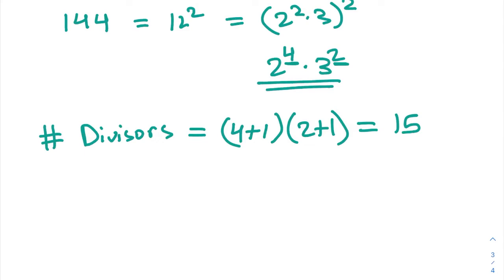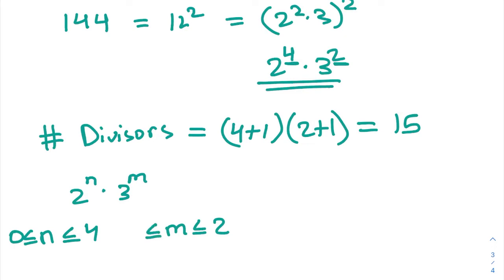Well, we know any divisor of 144 is going to be in the form 2 to the power of n times 3 to the power of m, because those are the only prime numbers that divide 144. And we also know n is going to be less than or equal to 4 and greater than or equal to 0. And then the same thing for 3, just with 2. So m is less than or equal to 2 and greater than or equal to 0.